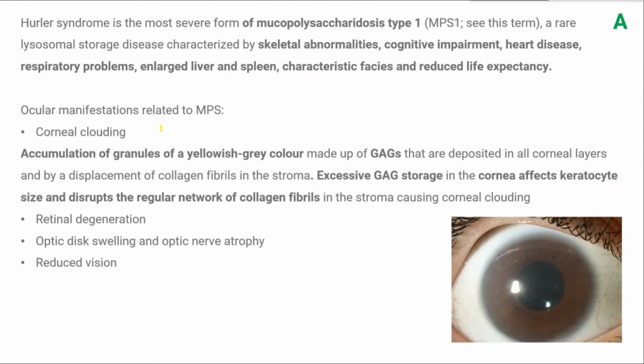Okay, this is the characteristic presentation of Hurler syndrome, a type of MPS 1. You all know the features of Hurler syndrome. Very briefly, I'll tell you. They will have skeletal abnormalities, cognitive impairment, heart disease, respiratory problems, hepatosplenomegaly, characteristic facies and reduced life expectancy. The ocular manifestation related to MPS in general and Hurler syndrome in particular will be corneal clouding first. Then retinal degeneration, optic disc swelling and optic nerve atrophy can occur with reduction in vision.